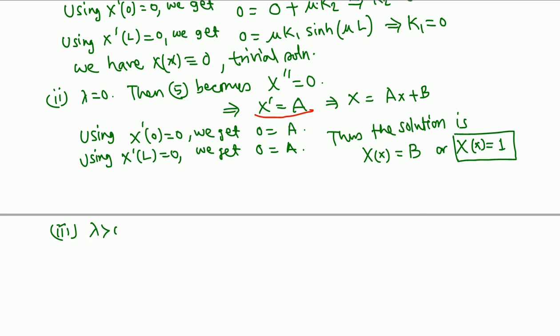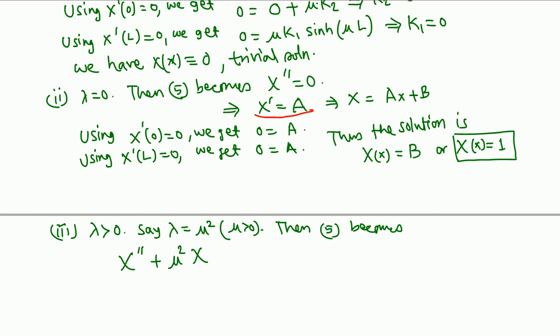Now case 3, where lambda is positive, we can say lambda is just mu square. Okay, then 5 becomes the ODE X double prime plus lambda X, that is mu square X, equals 0, and we can find the characteristic equation for this ODE. That's r square plus mu square equals 0. Move this over, then r is plus minus mu i.